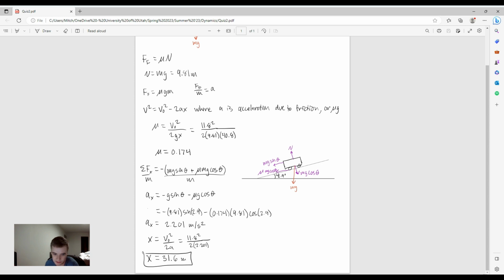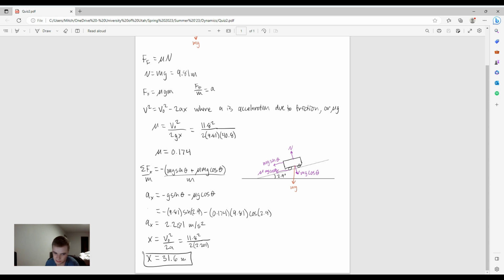So the normal force, you use the cosine of the angle, and then for the parallel one, you use the sine of the angle. So again, here's the full equation, but once we divide everything by m, we just get the acceleration in the x direction. So once everything's plugged in to this, we get the new acceleration is 2.201 meters per second squared.